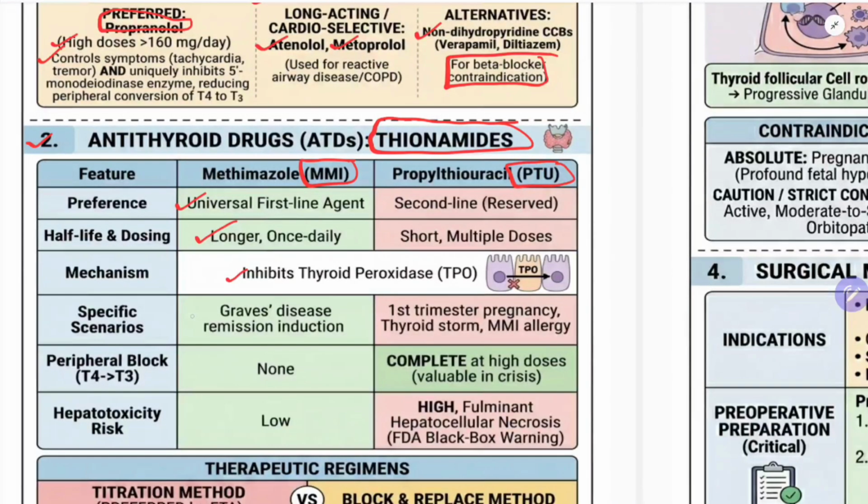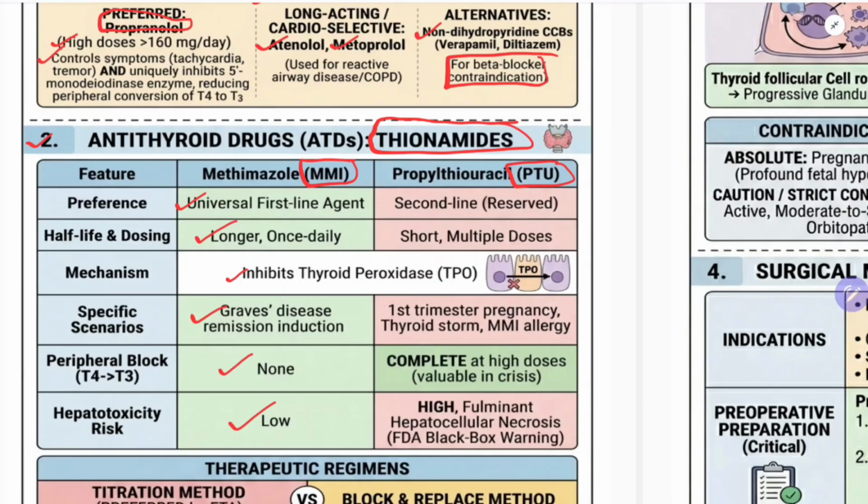So it is used for Graves' disease, remission induction. Peripheral blockage, that is conversion of T4 to T3, this action is not there in methimazole. The risk of hepatotoxicity is less in methimazole. But the peripheral conversion blockage is not there. Long acting, okay.